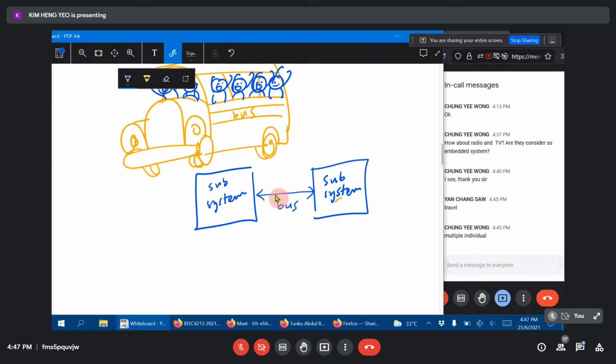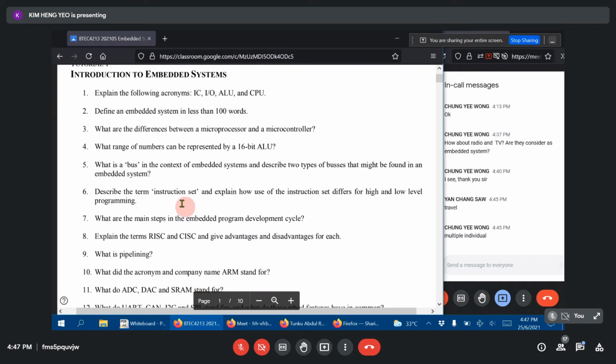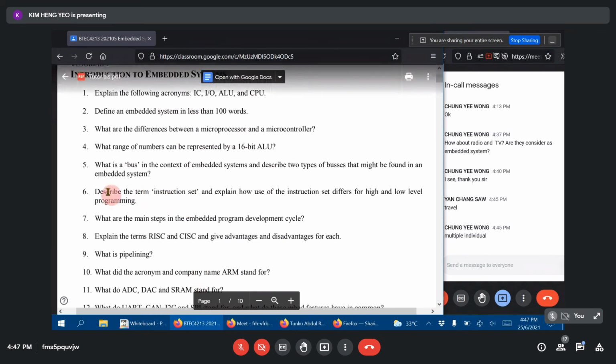So a bus is a set of interconnections that is dedicated to providing data exchange between subsystems inside a computer system. Okay, that's a bus. So whenever you see bus, think of this. That's why it's called that. Okay, next one.